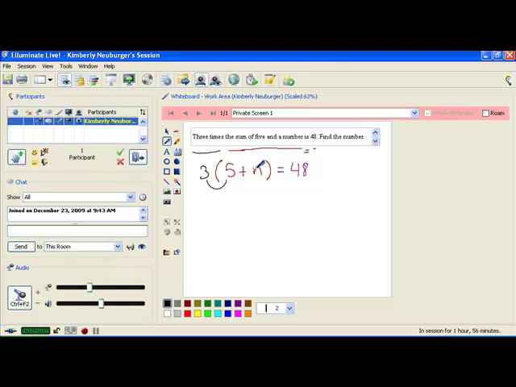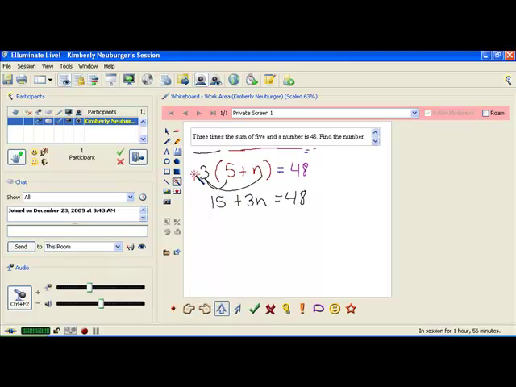First, you need to distribute your 3 to get 15 plus 3n equals 48. Now we need to move this 15 here because it's being added to our variable and all our variables are on one side. The opposite of a positive 15 is a negative 15, so let's subtract 15 from both sides. That will make these cancel. And we get 3n equals 33.